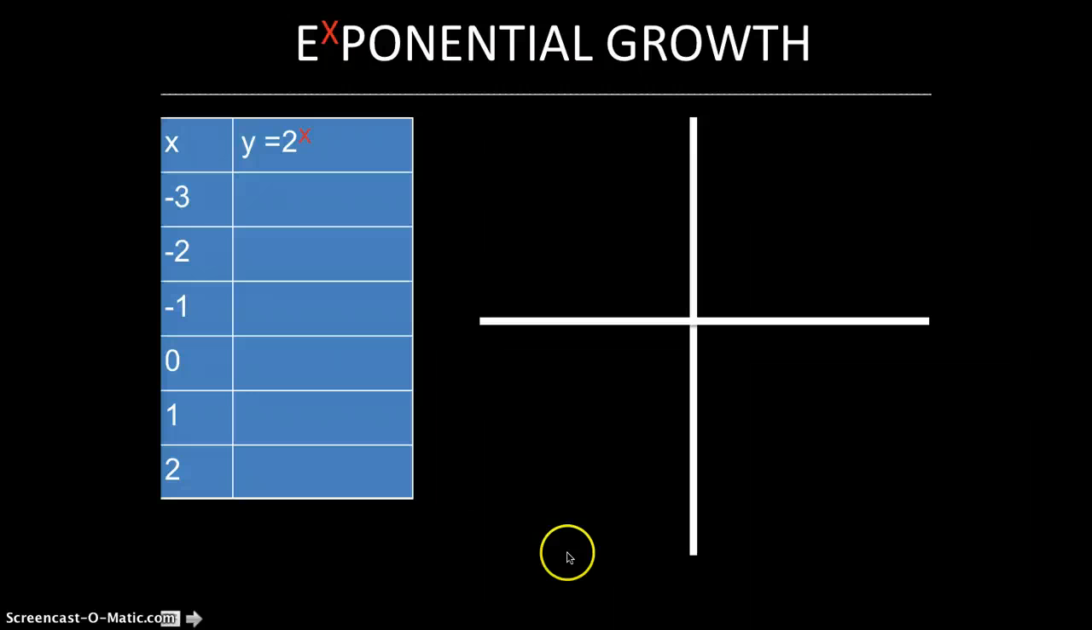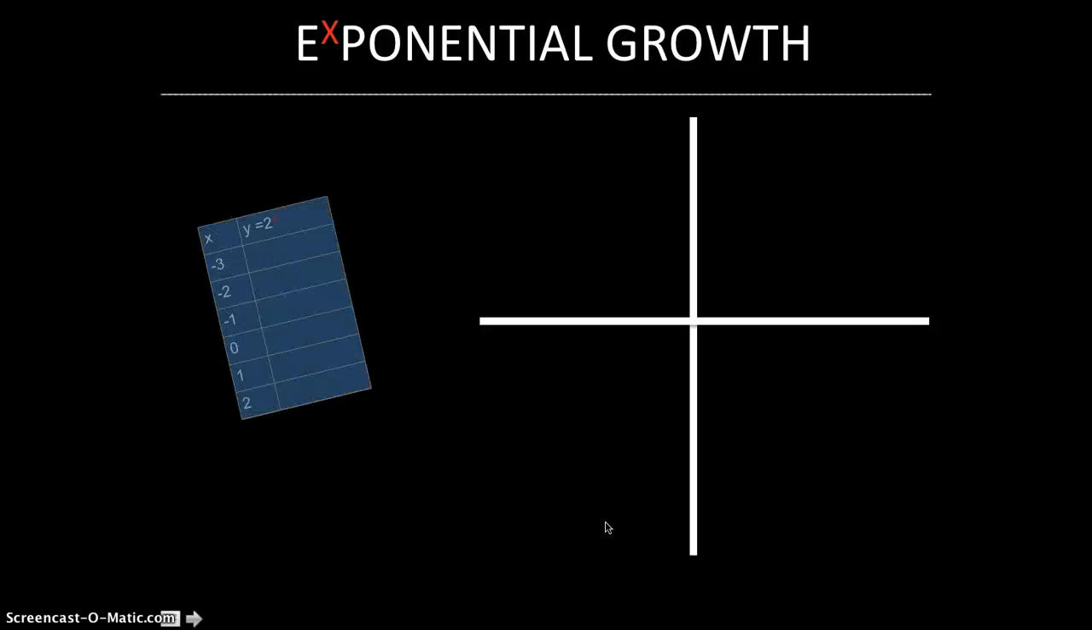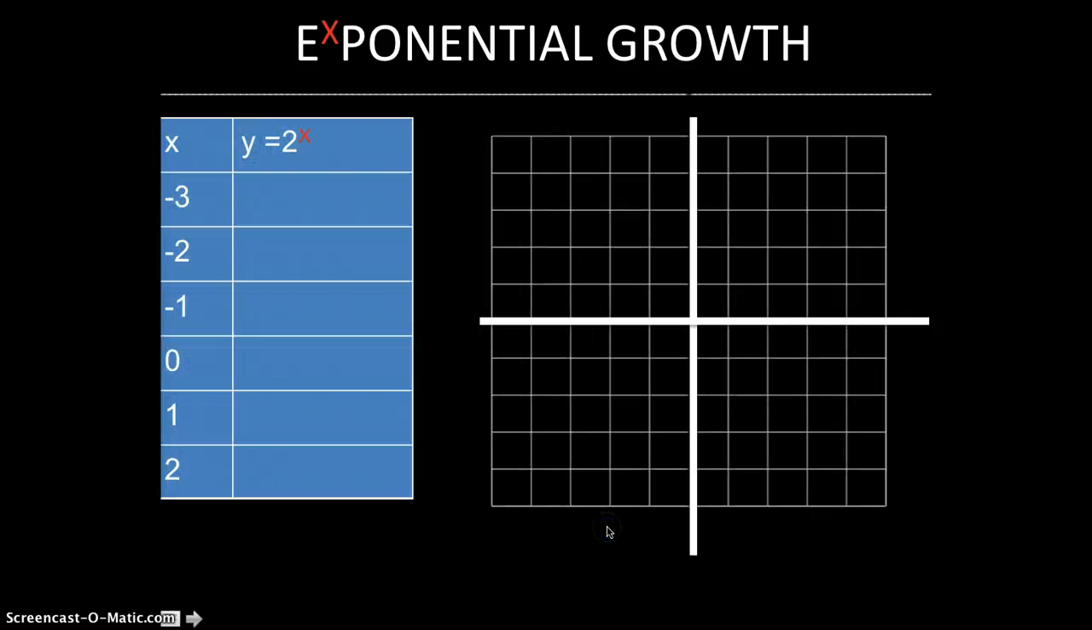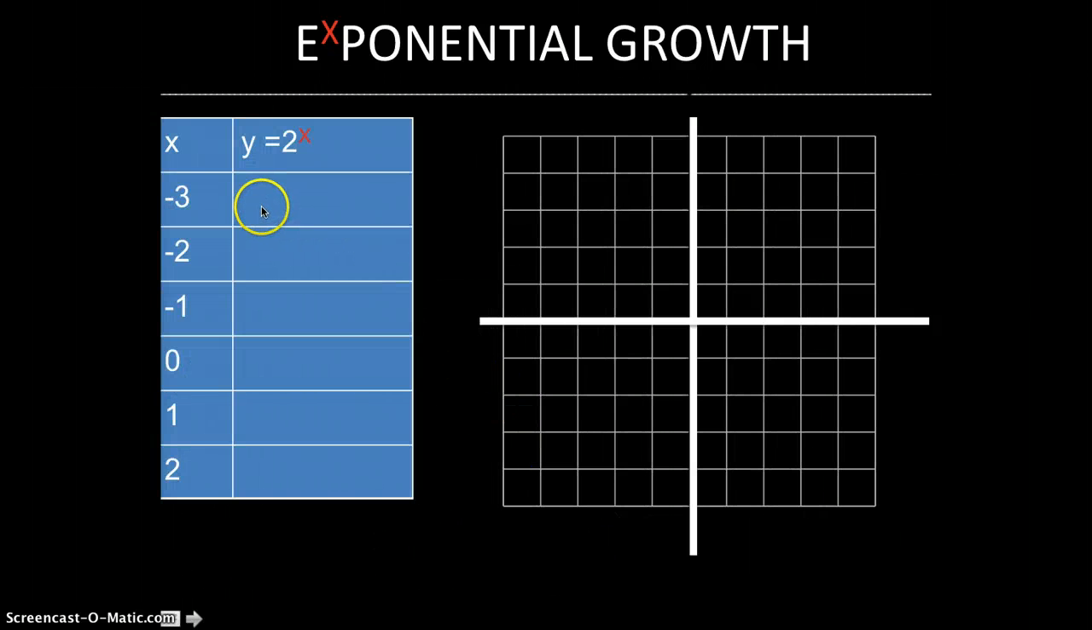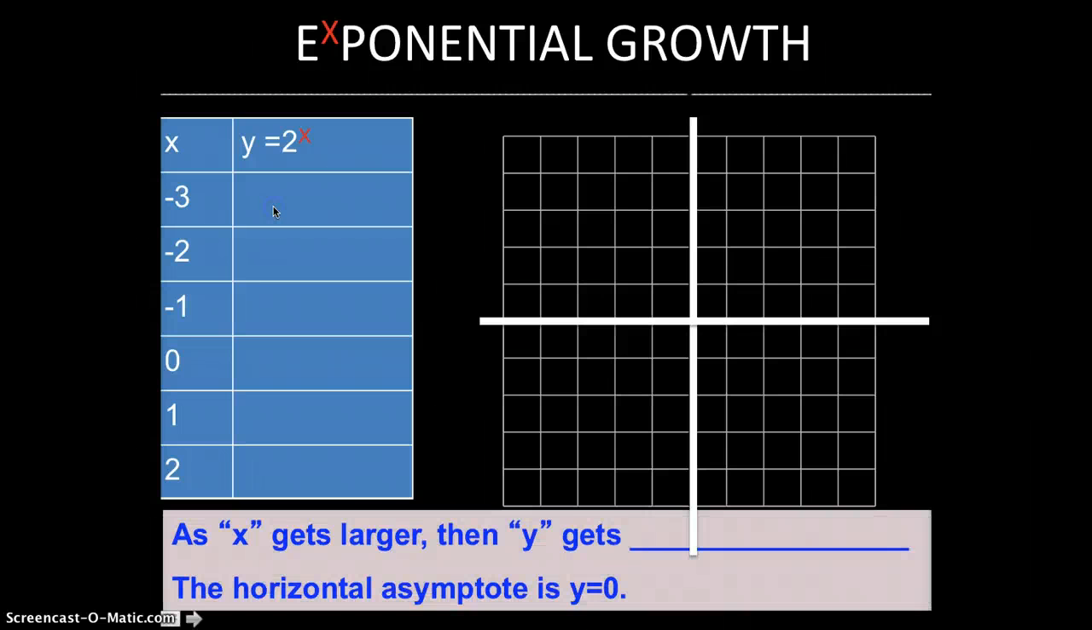So the first exponential that we want to do is y equals 2 to the x power. This is called a base 2. This is also called a doubling formula. And so if we plug a negative 3 in for x, you'll notice that as x gets larger, y gets larger. So that's an exponential growth.